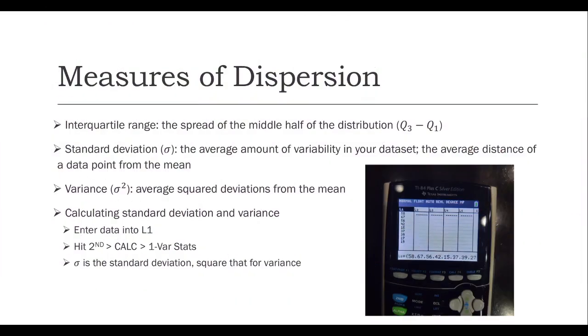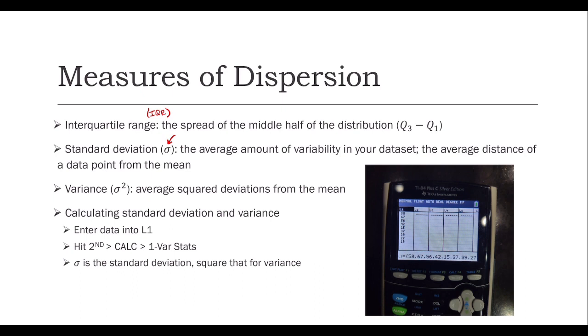Now we have our measures of dispersion. So your interquartile range, or IQR, is the spread of the middle half of the distribution. So it would be quartile 3 minus quartile 1. Your standard deviation, which is the sigma symbol, is the average amount of variability in your data set. So this is your average distance from the mean. Your variance is your standard deviation squared, and this is your average squared deviations from the mean.